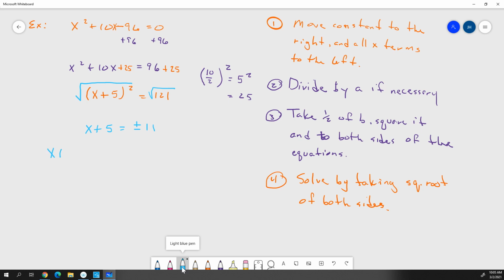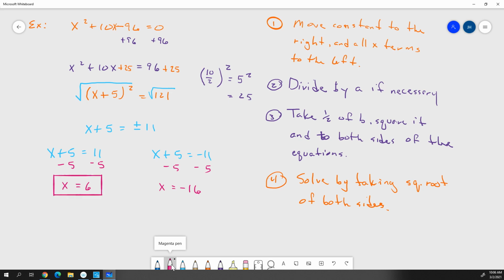So here we have x plus 5 equals 11, and we have x plus 5 equals negative 11. And we go ahead and we just solve these equations, and we should get our 2 solutions. We're going to subtract 5 from both sides, and here we will get x equals 6. And we're going to subtract 5 from both sides, and here we will get x equals negative 16. Did that make some sense to you?